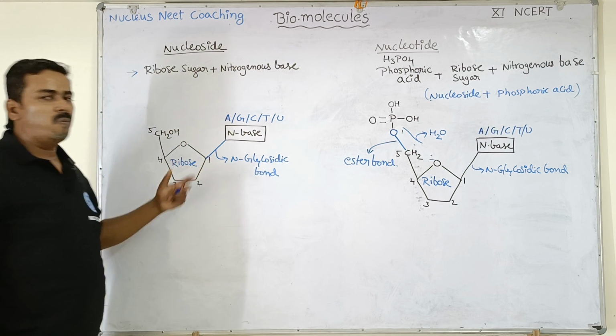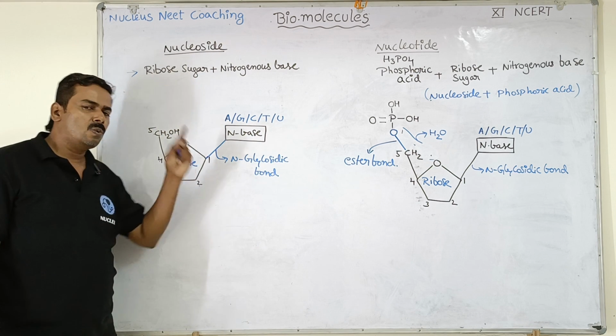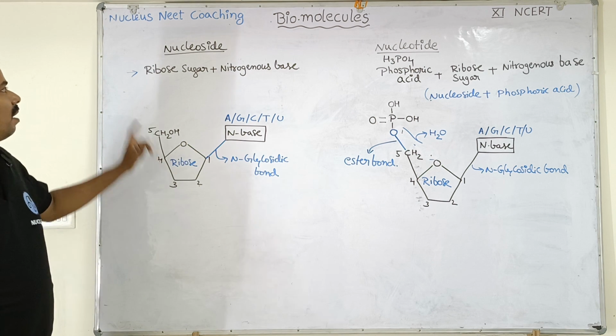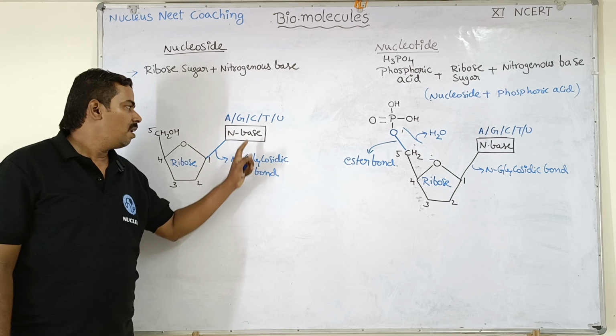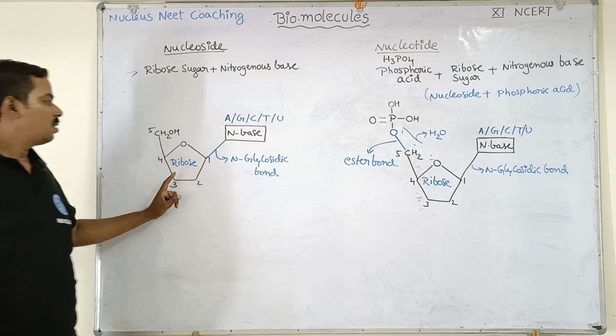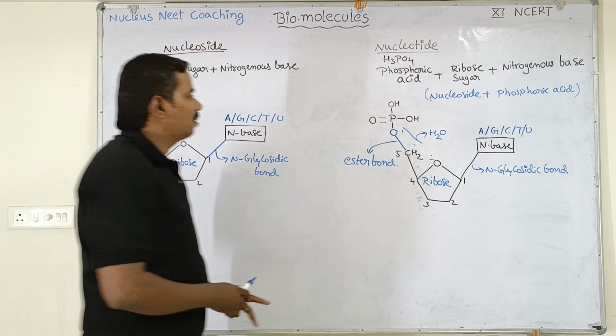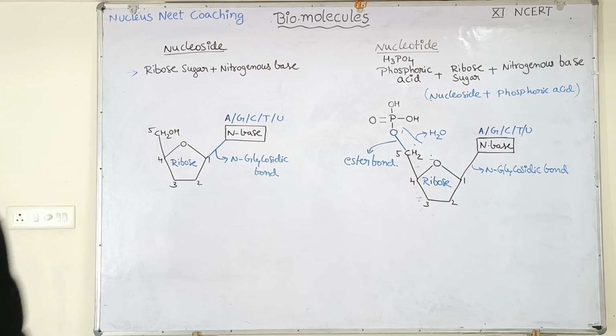And what type of bonds are present in a nucleoside? There is only one type of bond in a nucleoside, called the N-glycosidic bond, that will bind a nitrogenous base with a ribose sugar. Understood the concept, students? Copy this.